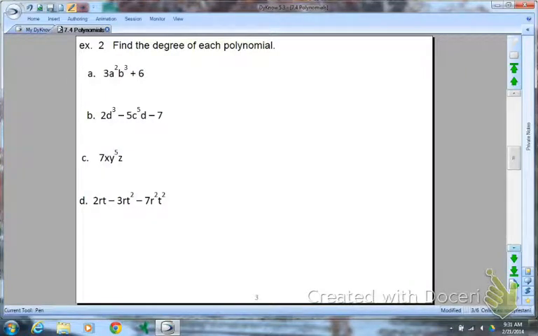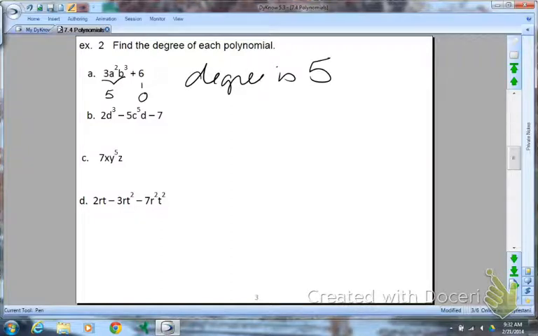Find the degree of each polynomial. So what we have to do is get the degree of each term, and then whichever one is the largest, that's the degree of the entire polynomial. So look at the first term. What is the degree of the first term? 5. And 6 has a degree of 0. So what is the degree of the entire polynomial? 5. So the degree is 5.